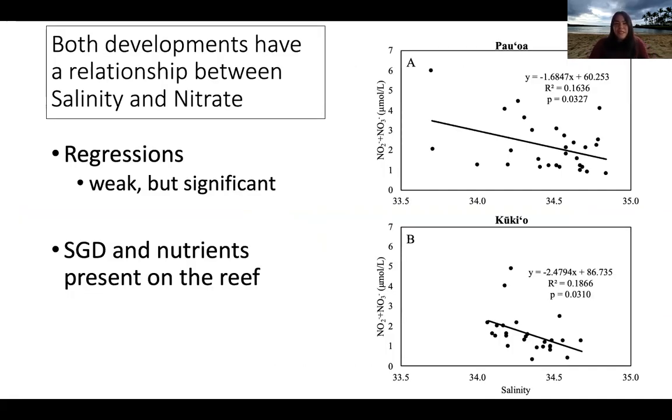So again, using the in situ measurements, we looked at benthic salinities and benthic nitrate to see if there was a relationship. In these figures on the right side, we have Pauoa on the top and Kukio on the bottom. We have salinity on the x-axis and nitrate on the y-axis. And we found that we ran regressions which came out as weak, but they were significant. Comparatively, there is a smaller range for Kukio in terms of salinity versus Pauoa, but it still shows that there is a relationship between SGD and nutrients that are present on the reef.